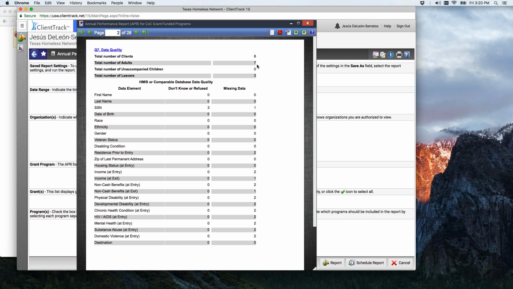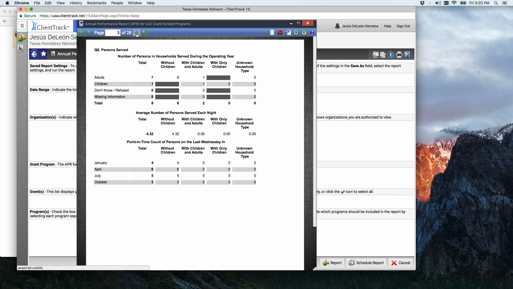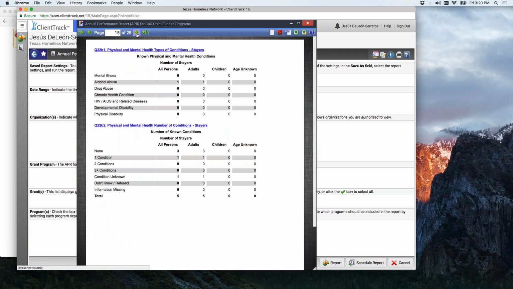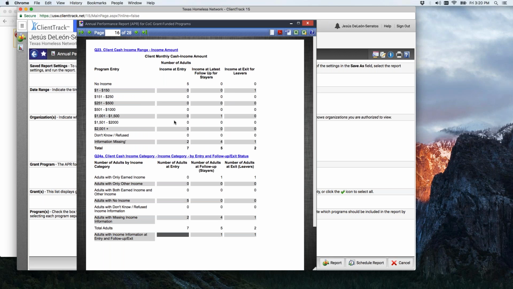7 of them are adults. There's some missing information. There's some clients that refused to respond or the data they don't know. I'm going to move forward right now to show you right here. Okay, this is the cash income. We see in here, we have our 7 clients at entry. Then we have here that there's only 5 clients that have a follow-up, and there's 4 that are missing information in there. So this is a good way of knowing.